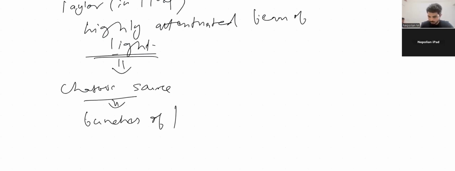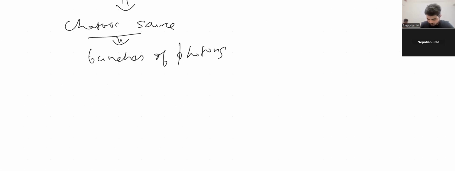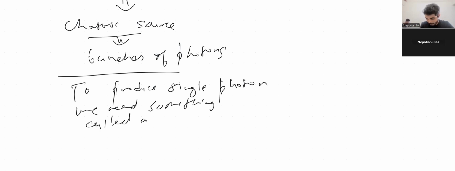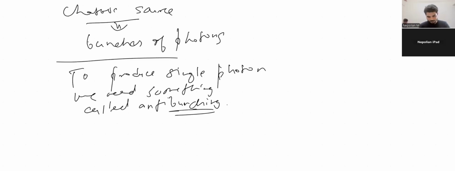To produce single photons, we need something called anti-bunching, or anti-bunched photons. So he was wrongly concluding that his source was an anti-bunched source. And Dirac famously said, each photon interferes with itself. Interference between two photons doesn't occur. Okay, so now comes Grangier.